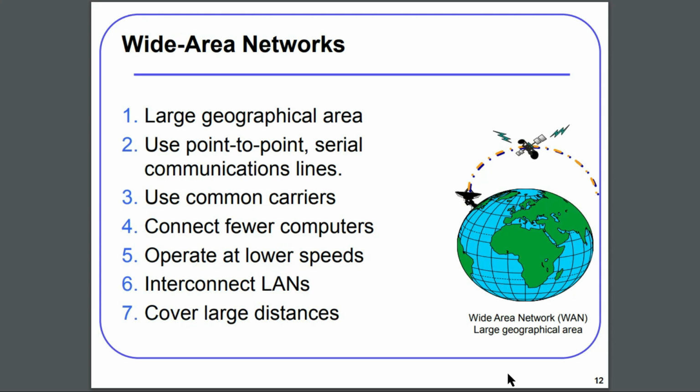In this slide, we can see wide area networks. A wide area network covers a large geographical area and connects country to country links. It uses point-to-point serial communication lines, uses common carriers, connects fewer computers, operates at lower speeds, interconnects LANs, and also covers large distances. So let's move to the next slide.